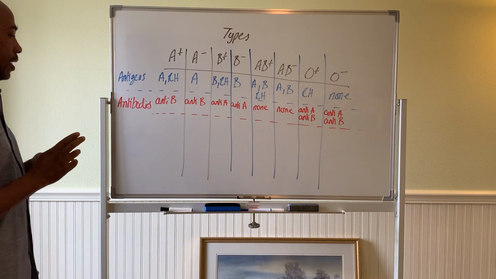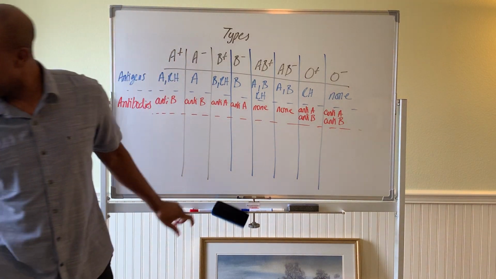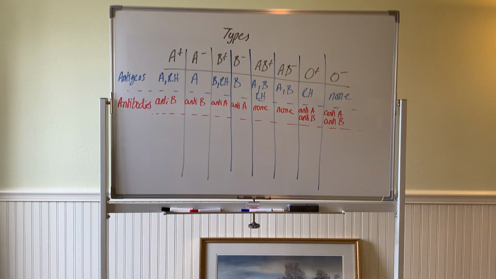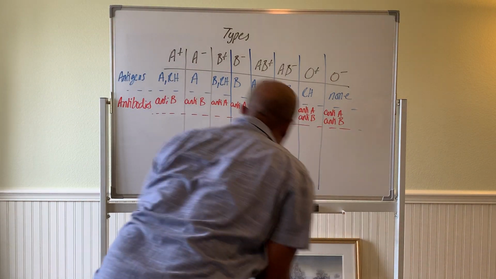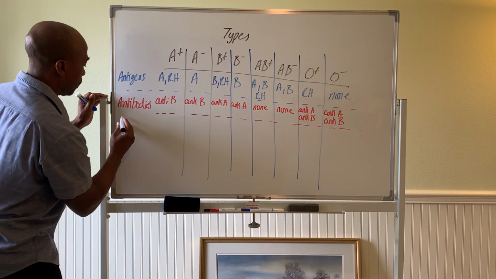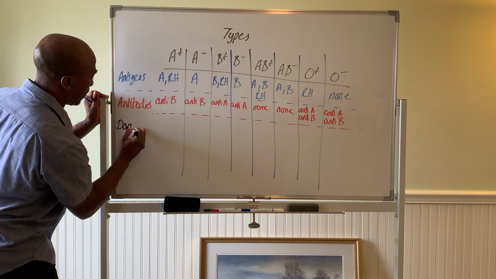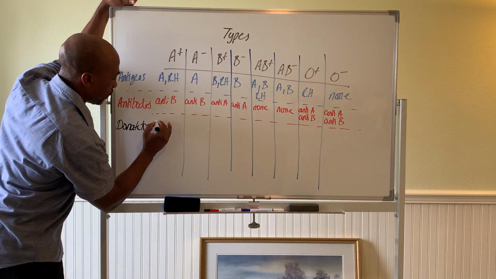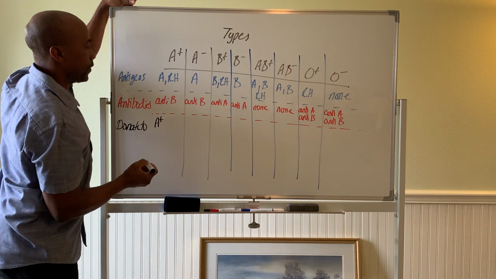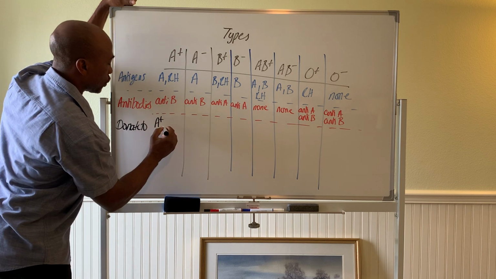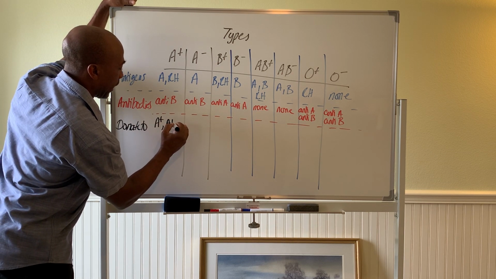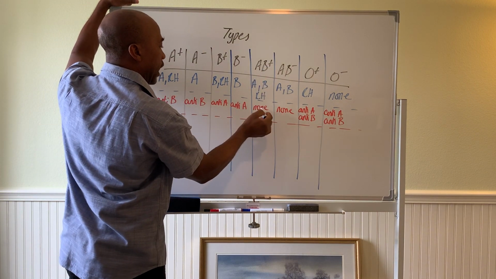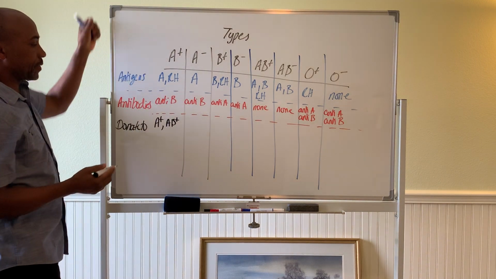Then let's next do who you can donate blood to. So who can you donate to? Since you're A positive, you can donate to A positive, and also to AB positive, because AB positive, as you recall, has no antigens, so it can get from anybody.